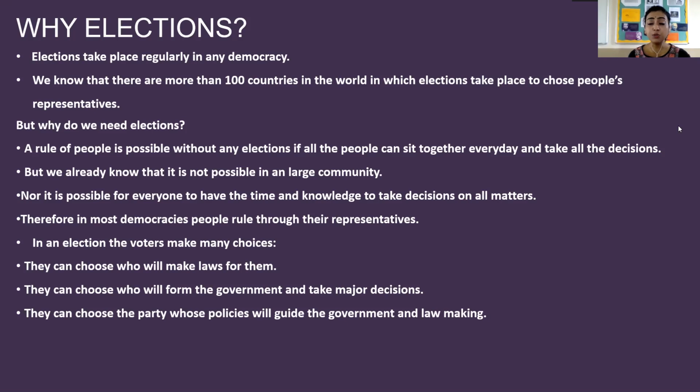Secondly, the people can choose whom they want to make laws and policies for them. The power is in the hands of the people. Thirdly, the people can choose whom they want to be their government and whom they want to take decisions for them. And lastly, they can also choose the party whose policies will guide the government and the lawmaking. So basically the power is in the hands of the common people, and they can choose whom they want to take decisions on their behalf, or whom they want to be their voice for the betterment of their community or the country as a whole. That is why we need elections.